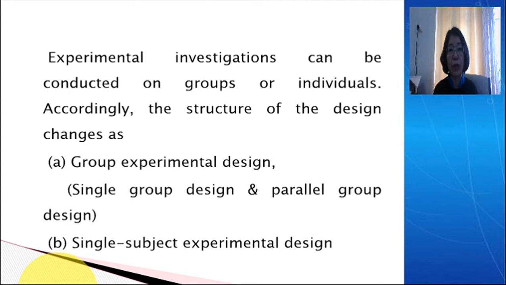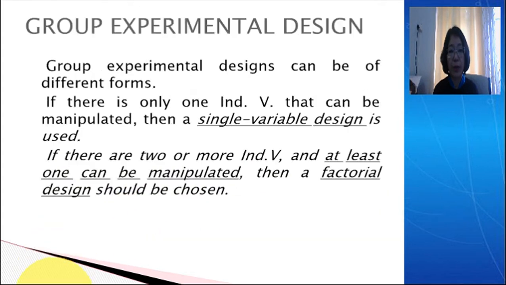Accordingly, the structure of the design changes. When we do it on a group of individuals or learners, that's called group experimental design. And when we select a single subject, then it's called single subject experimental design. However, the group experimental design can also be single group design or parallel group design. You can understand from the names themselves: the single group design talks about only an experimental group, whereas parallel group design shows that there will be two groups or more than two groups in our experiment.